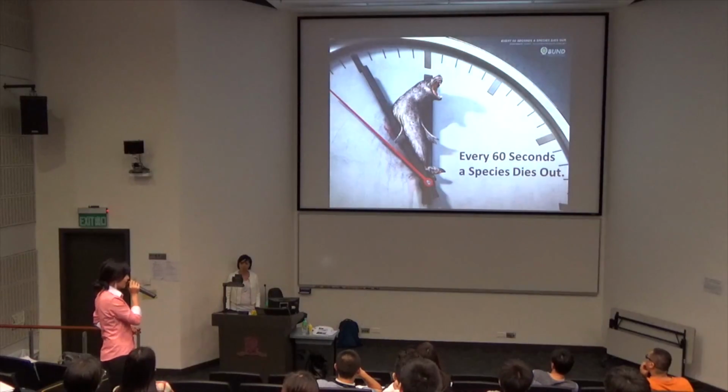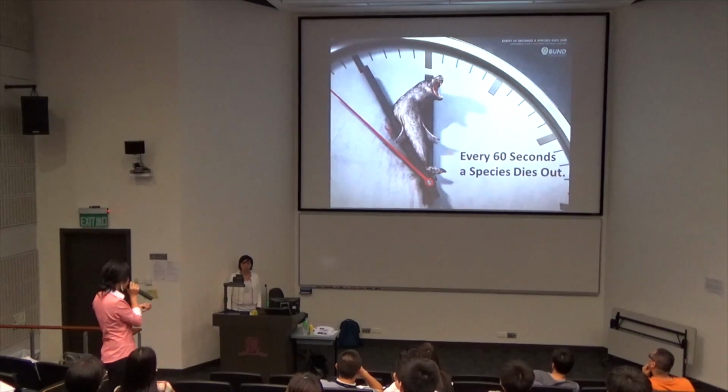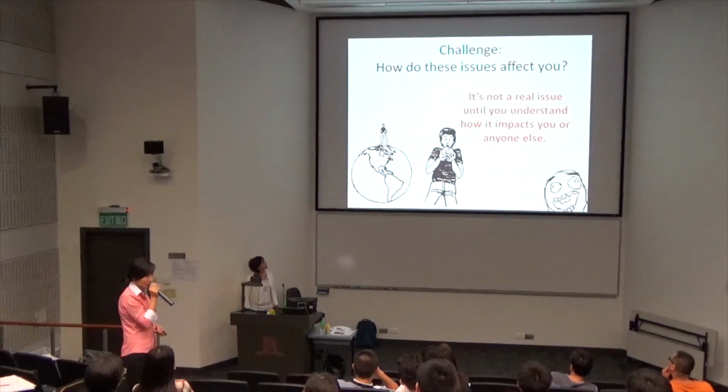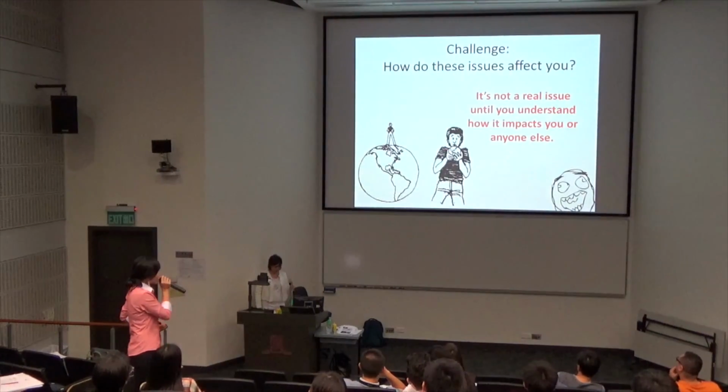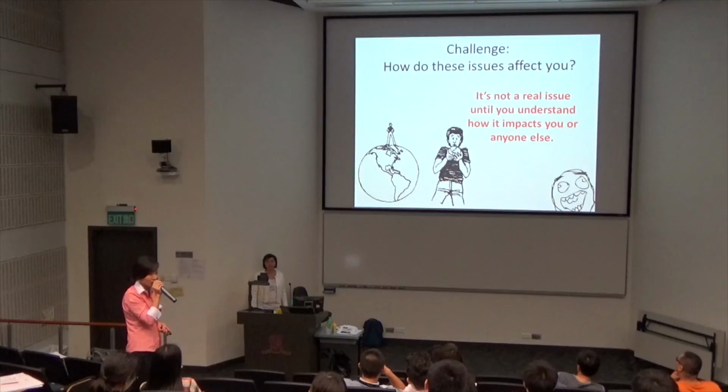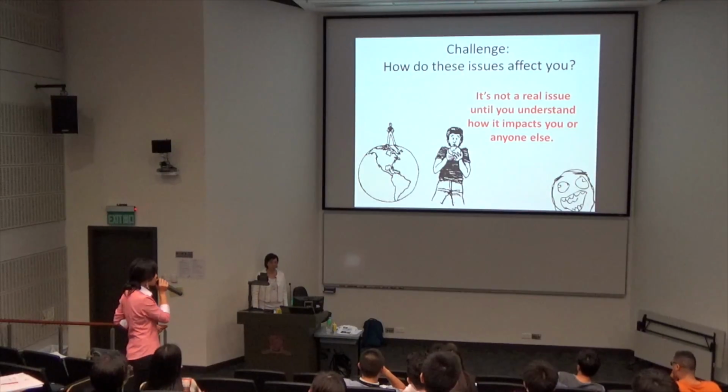And another 60 seconds. What happened? A species died out. Just 1 minute. One species, not one animal, not one person, but one species died out. It's really important to know. So actually, how does this issue affect you? Yeah, how is it related to you?